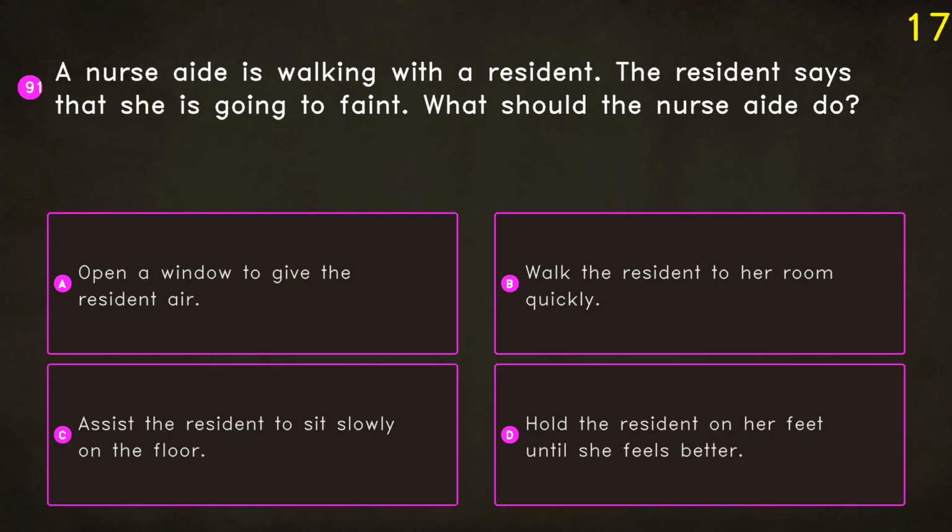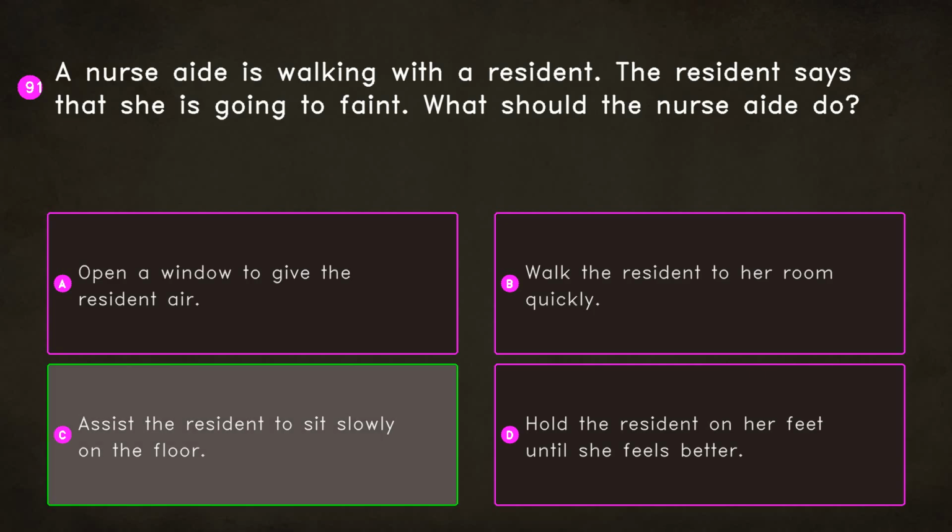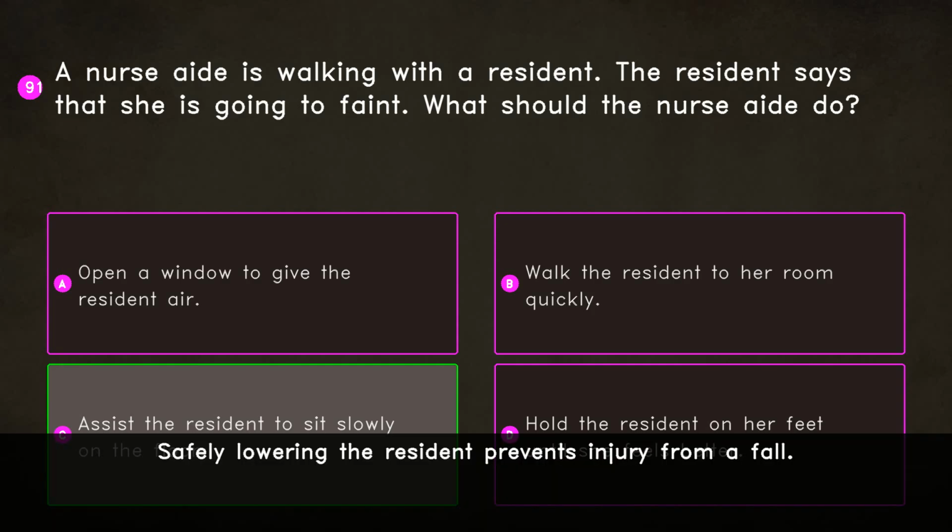Question 91. A nurse aide is walking with a resident. The resident says that she is going to faint. What should the nurse aide do? A. Open a window to give the resident air. B. Walk the resident to her room quickly. C. Assist the resident to sit slowly on the floor. D. Hold the resident on her feet until she feels better. The correct answer is assist the resident to sit slowly on the floor. Safely lowering the resident prevents injury from a fall.